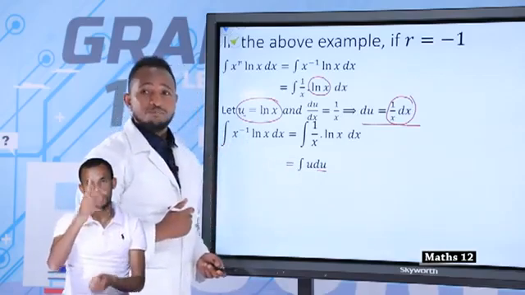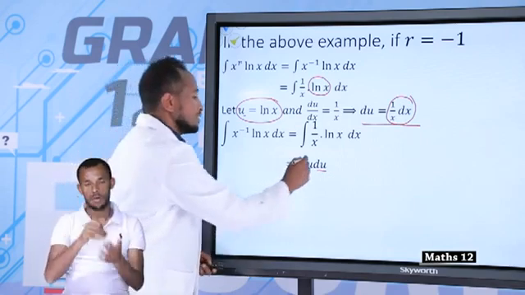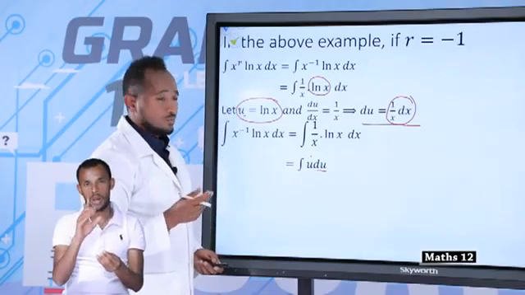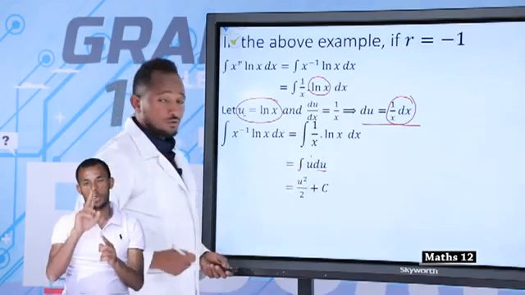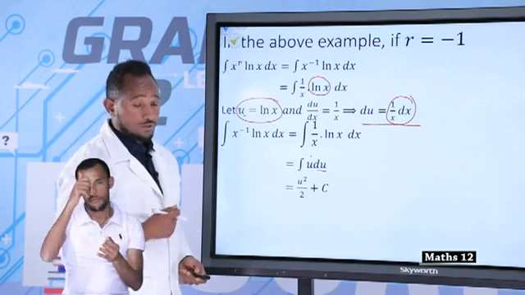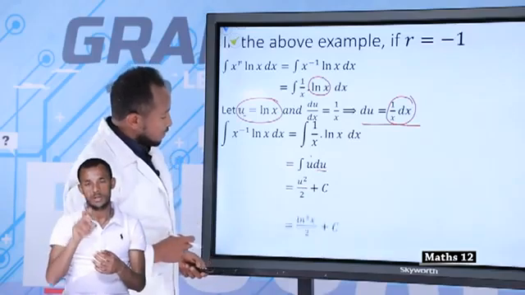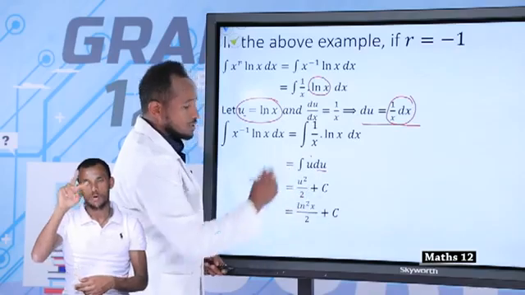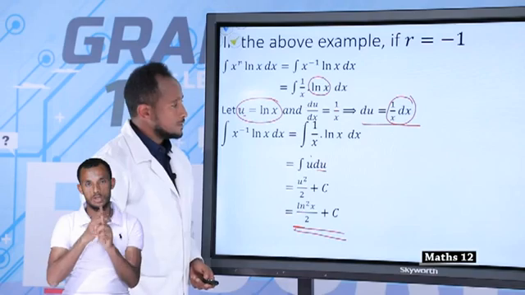So this will be simple to integrate. Simply u times du is a power function. So it is u to the power of 1. You add 1 to its power and you put the new power in the denominator. So the answer will be u squared over 2 plus some constant c. But this is not the final answer. You have to substitute the value of u. The value of u is ln x. So when you substitute the value of u, you get ln squared x over 2 plus some constant c. This is the final answer.